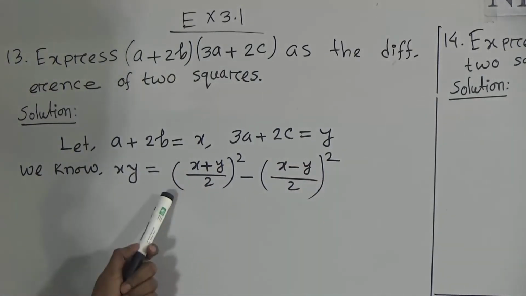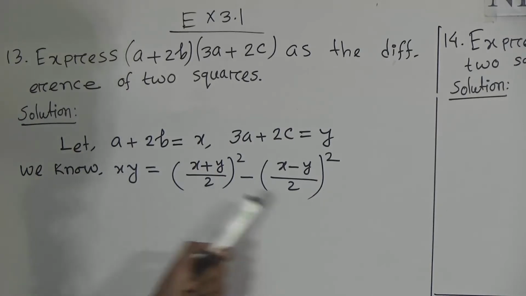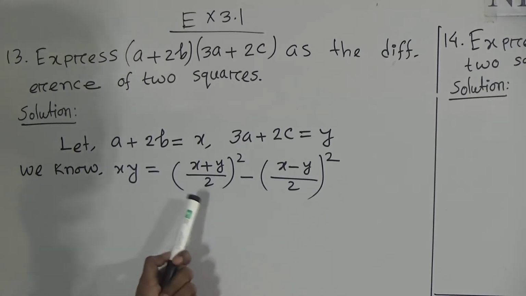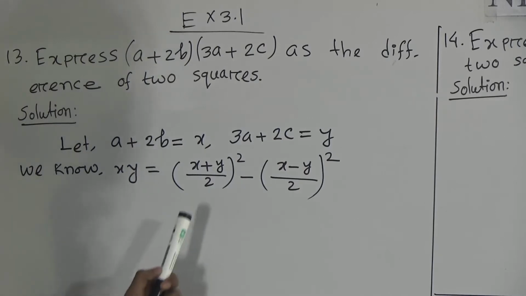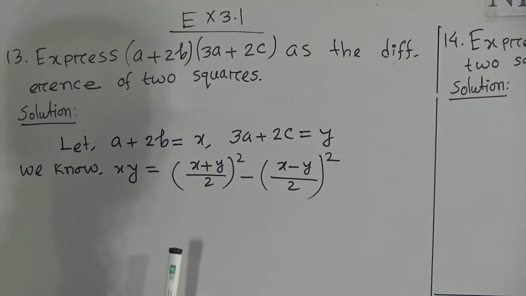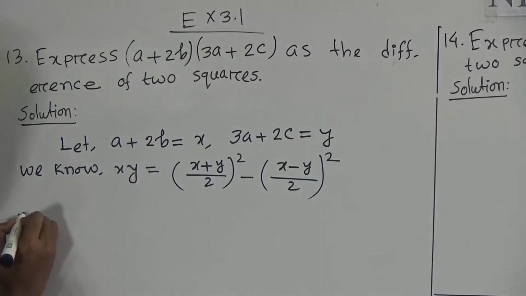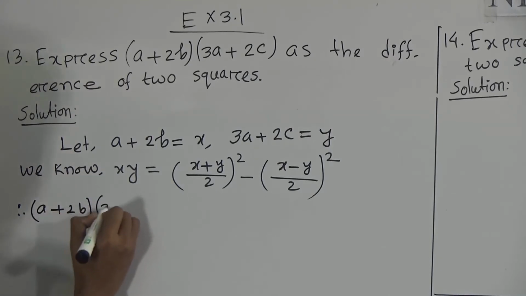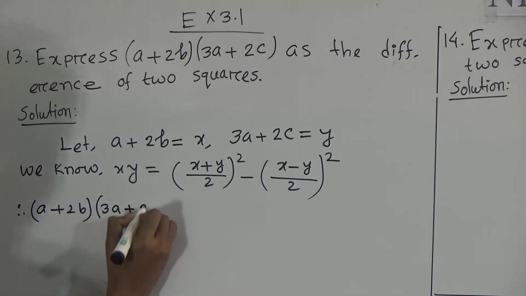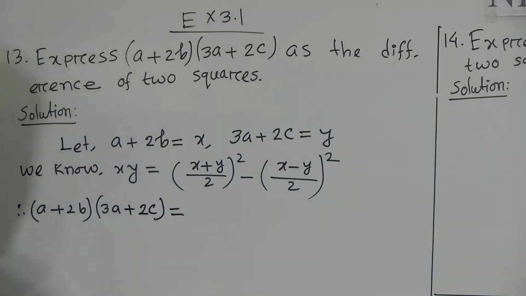Student, notice here, this is the difference of two squares. This is the formula of difference of two squares. You know the formula of ab: ab equals a plus b by 2 whole square minus a minus b by 2 whole square. Only I have changed the variable here. Therefore, you write (a plus 2b)(3a plus 2c) equals, only you put the value.